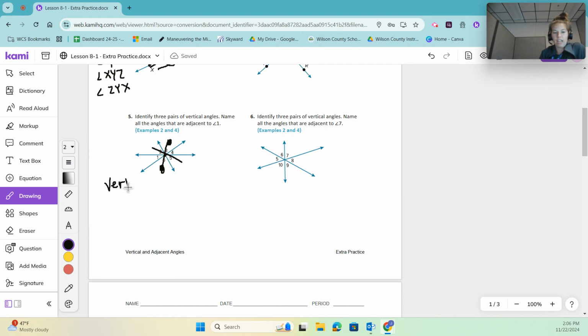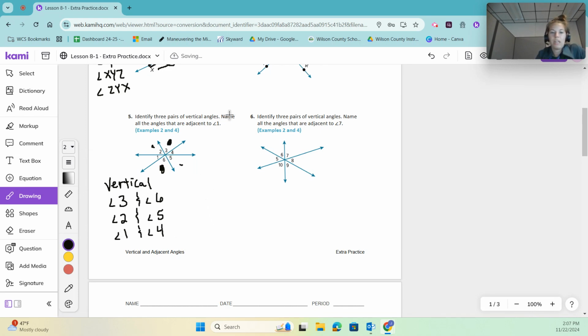So my vertical angles: angles 3 and 6 are vertical. Angle 2 and angle 5 are vertical, directly across from each other through the vertex. And then angles 1 and 4. It cannot be 6 and 2, or 6 and 4, or 5 and 3. Those are curved lines. They have to be directly across from each other, which means you're going to get a straight line when you do that.